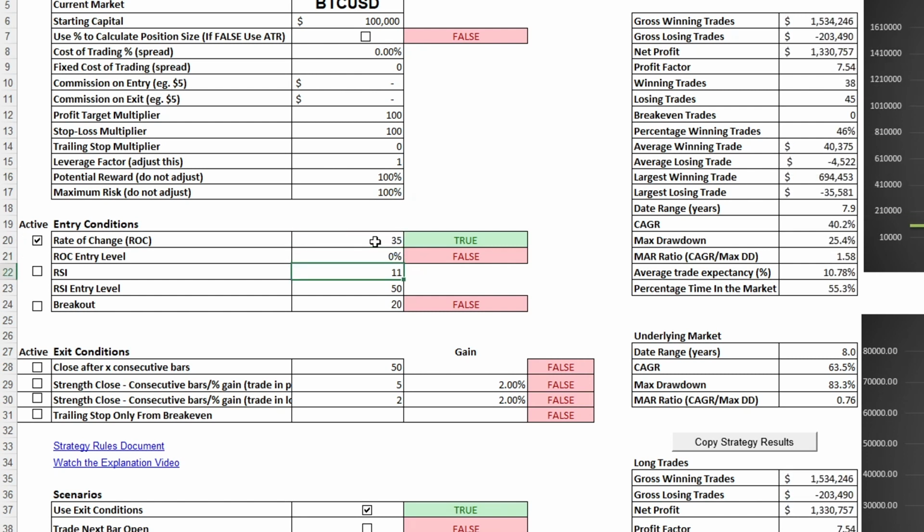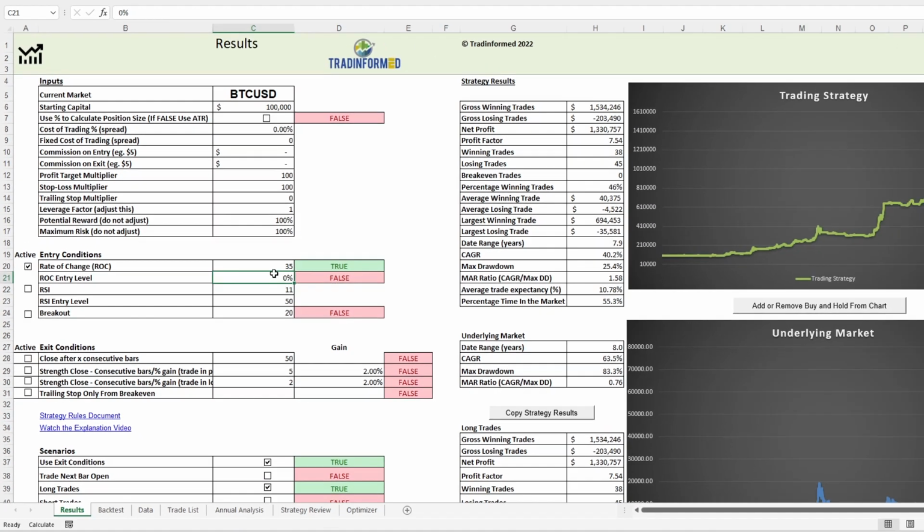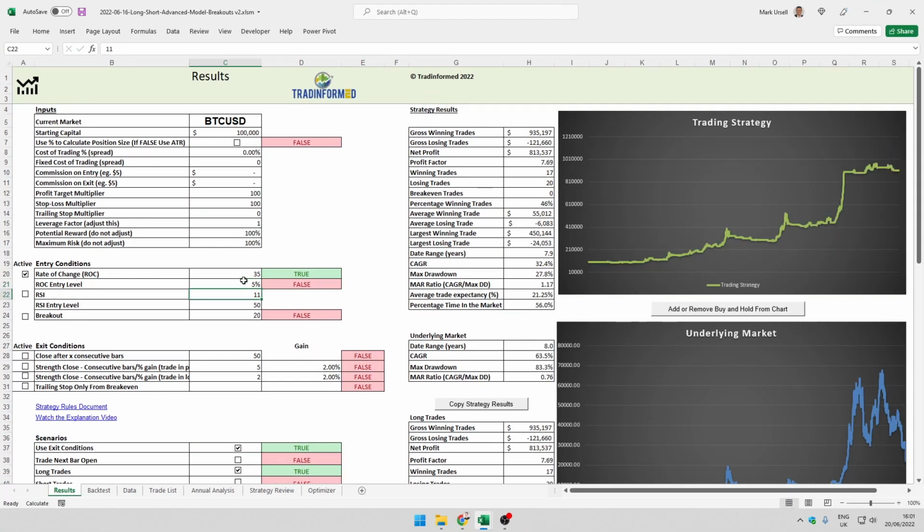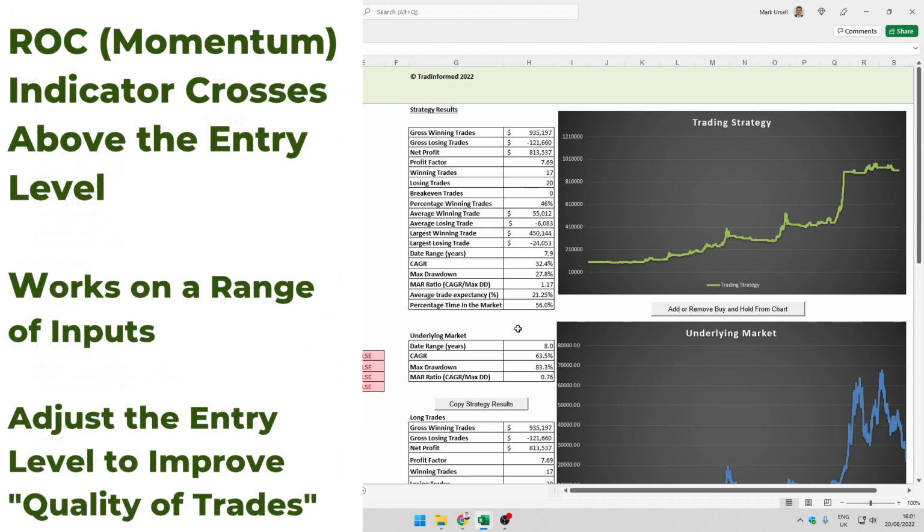Now, the entry level, I've just adjusted that. The entry level, the price needs to cross above this level. So 0% would be the 0 line, and we can push this higher. Typically, we're going to get fewer trades, but we are going to expect a higher average trade expectancy. So suggesting we're getting higher quality trades, but not as many.